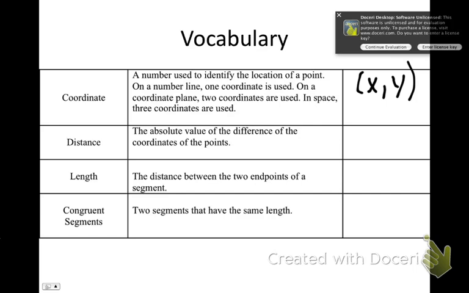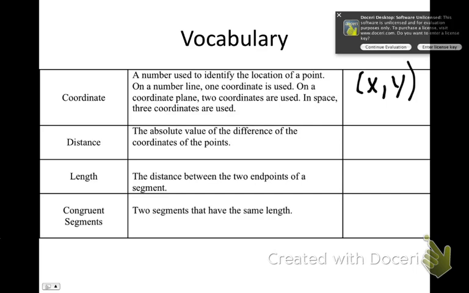There is such a thing as coordinate space. When you get to Algebra 2, you'll learn about that. But that is the x, y, and z. That is in coordinate space. But yet again, you still go in alphabetical order. So x and y, always think about that first.